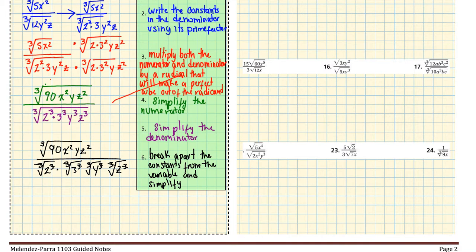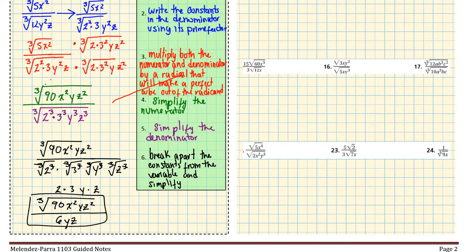Once you put it back together and reintroduce it back into the fraction, this is going to be your final answer. The cube root of 90 x squared y z squared over 2 times 3 is 6 y z. And that is going to be your final answer. Now go ahead, look at the practice problems, and see if you're able to mimic this process.